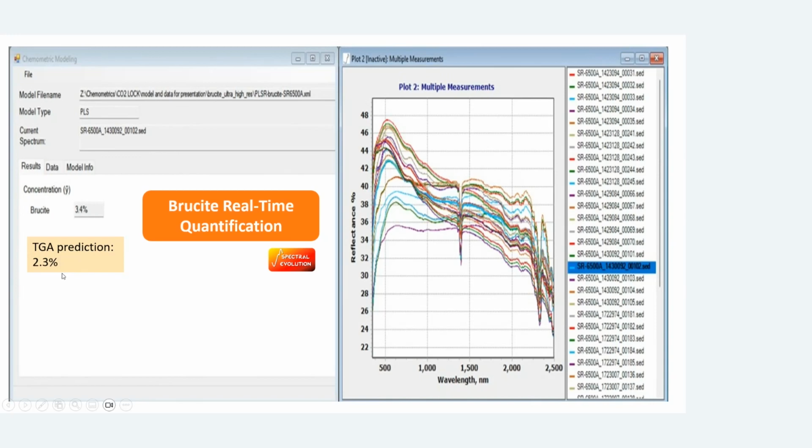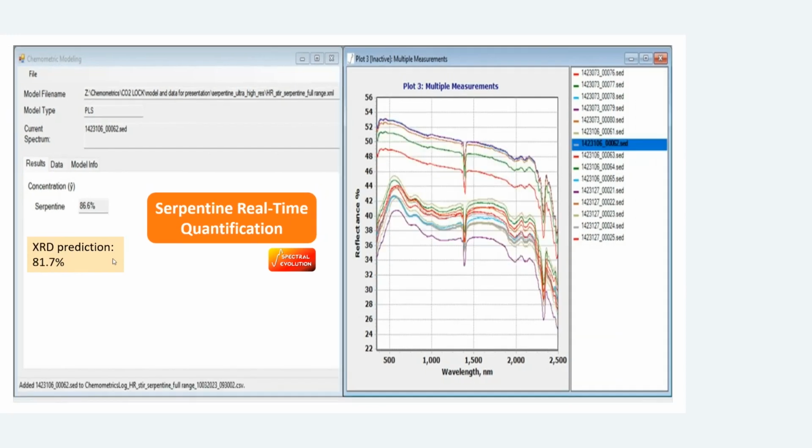Our actual TGA prediction for this was 2.3%. We were able to get it to 3.4%. Typically with this type of stuff, in this industry, a plus or minus 2% error is typically accepted. You also have to keep in mind, if we wanted to optimize this model even further, we probably could get this brucite concentration closer to the TGA score. But then again, you also have to remember how truly accurate the TGA is. So that's another thing you have to keep in mind.